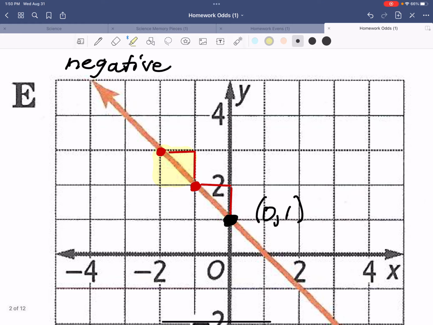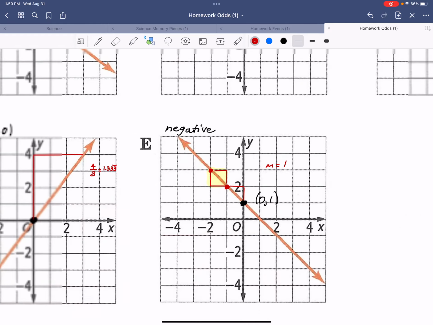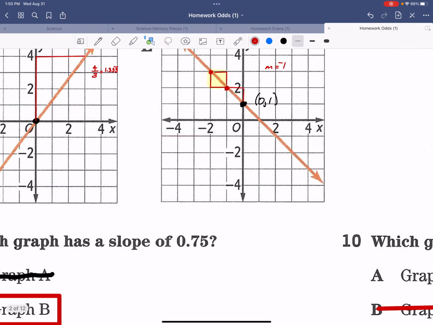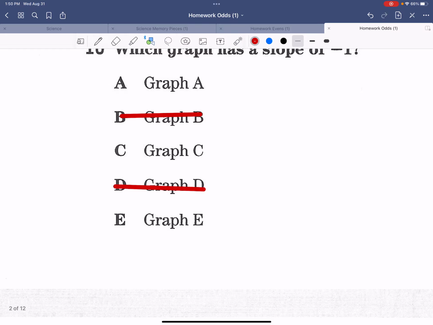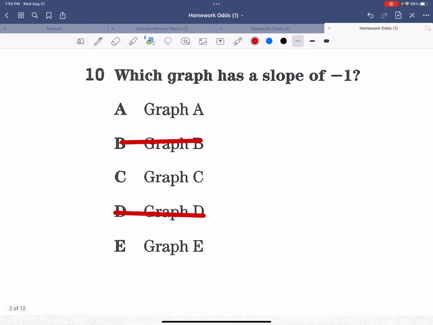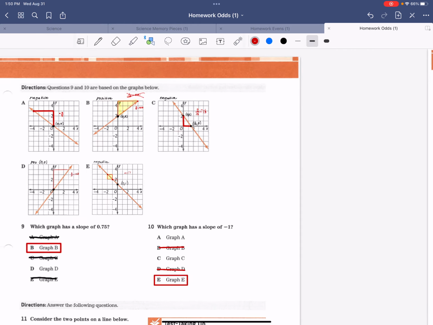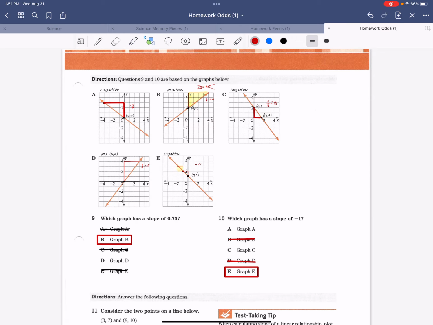I'm looking at the other side of the stair step. Right there. So one box is one movement on the slope scale. So the slope here is 1. And that's what we're looking for. It is -1, excuse me. And so this will be graph E. You could also pick the points and do the slope formula, but talk about taking all day. That would take a while.